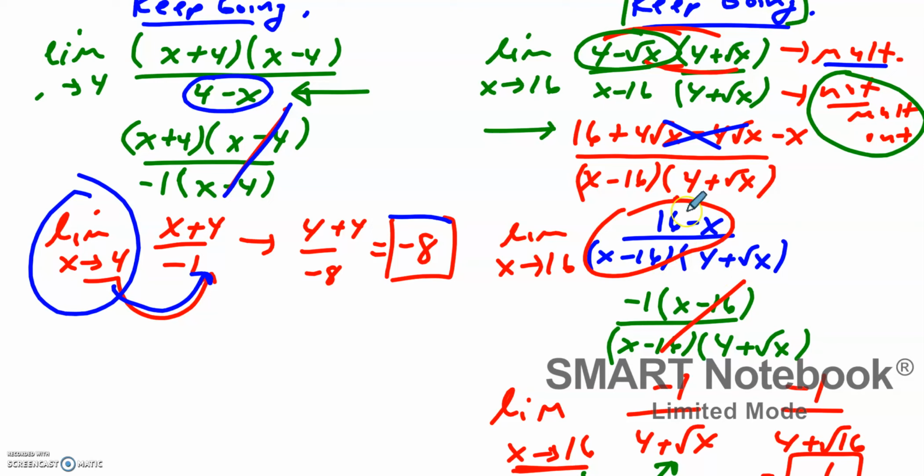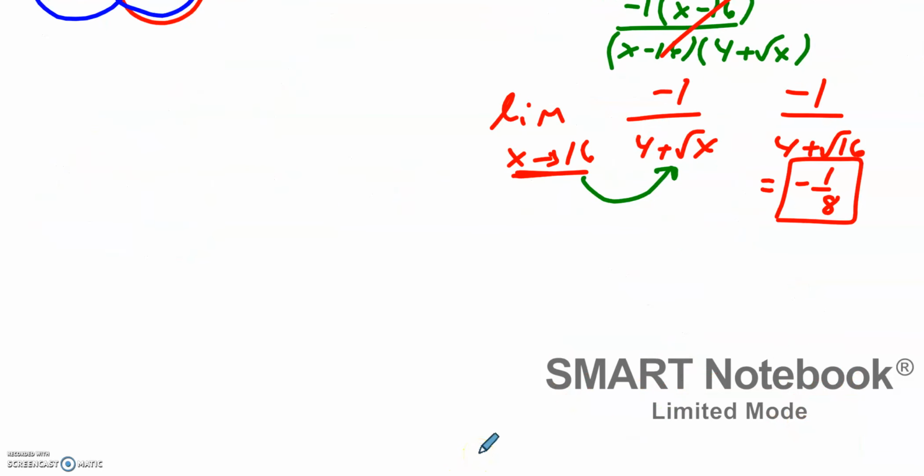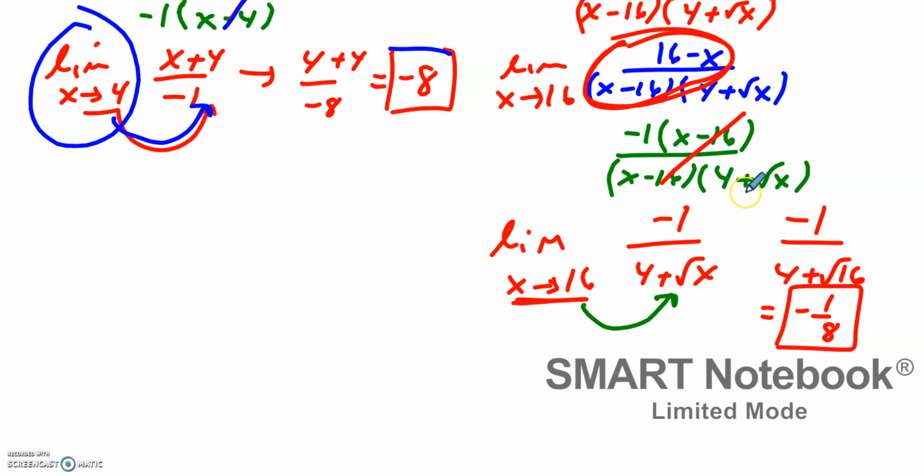I then noticed what's already circled in red here. I noticed that 16 minus x and x minus 16 were almost the same, except the top, I took out a -1, so it became x minus 16 exactly. Cross these out. Had -1 as my numerator now. My denominator is just 4 plus root x because these crossed out. I then found the limit as x is approaching 16 by taking 16, plugging it in here. Got my final answer as -1/8.